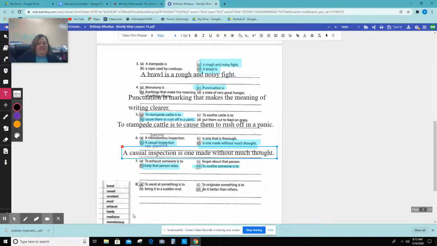Right? Number 7, to exalt someone is to forget about that person. To exalt someone is to help that person relax. To soothe someone is to help that person relax. To soothe someone is to forget about that person. All right, when you're trying to soothe someone, you're trying to make them feel better. Okay, so you want to help that person relax.